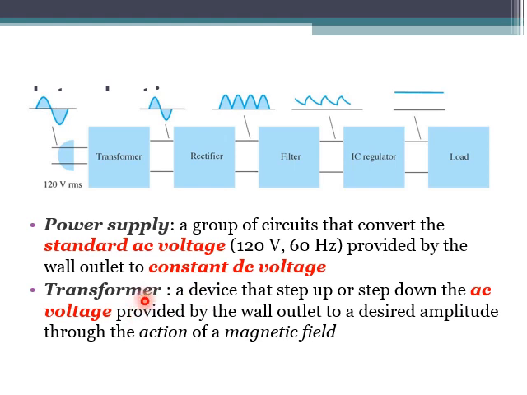So that is the purpose of the transformer. In our laboratory, when you are doing the rectifier circuits, you will see a very small transformer, but in streets you might have seen a big transformer. So here we are saying it is a device that steps up or steps down the AC voltage provided by the wall outlet to a desired amplitude through the action of a magnetic field. Clear? Right. Next we'll go to the next block, which is called the rectifier.